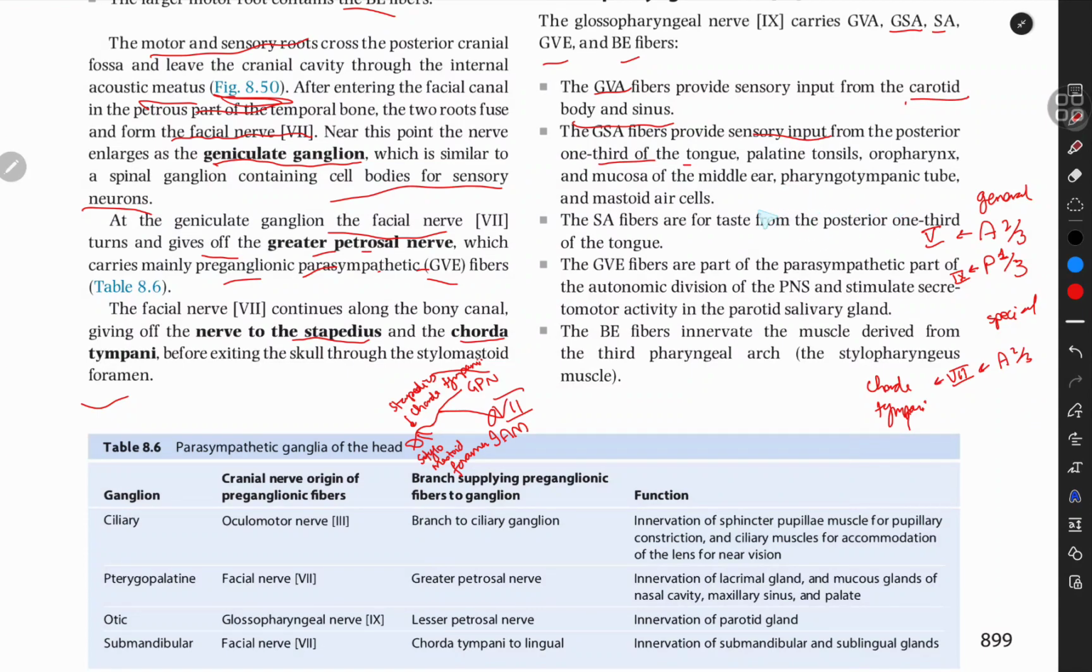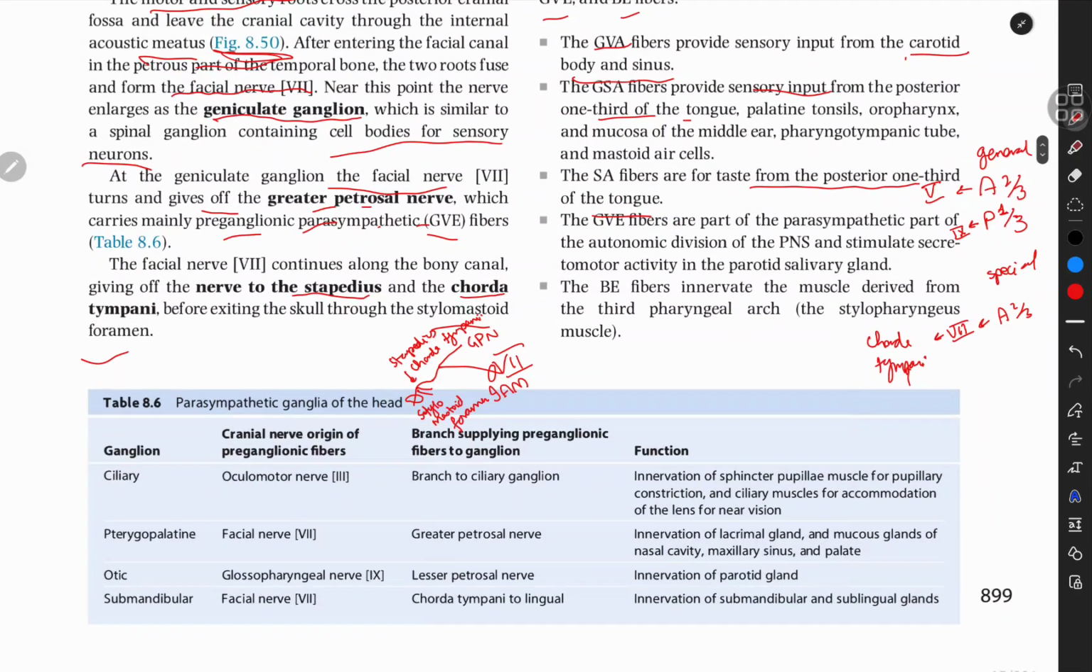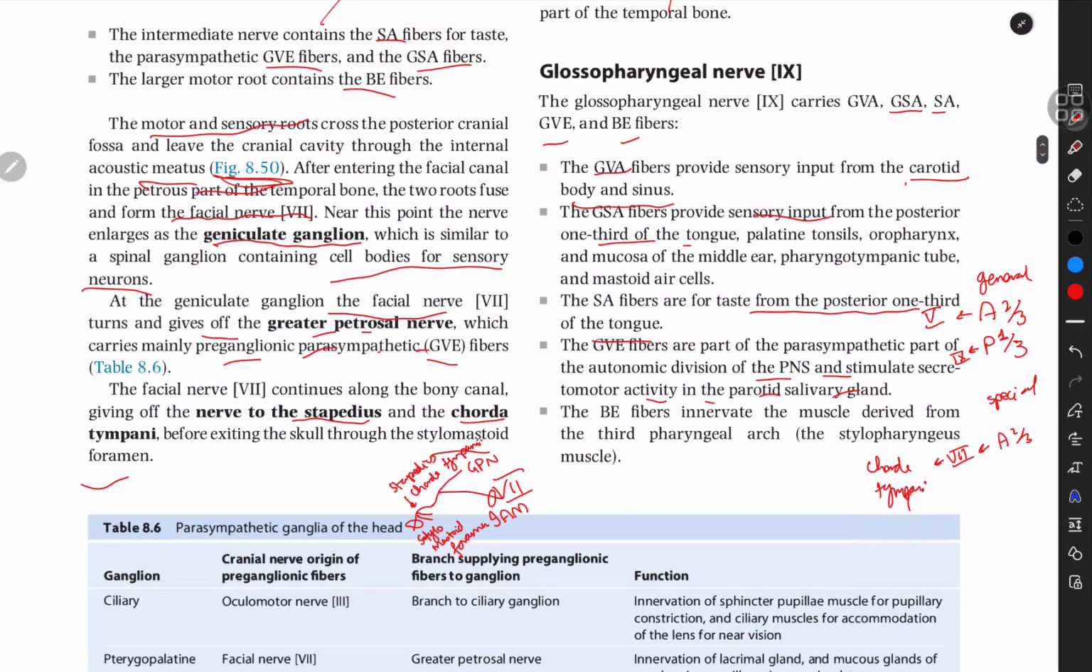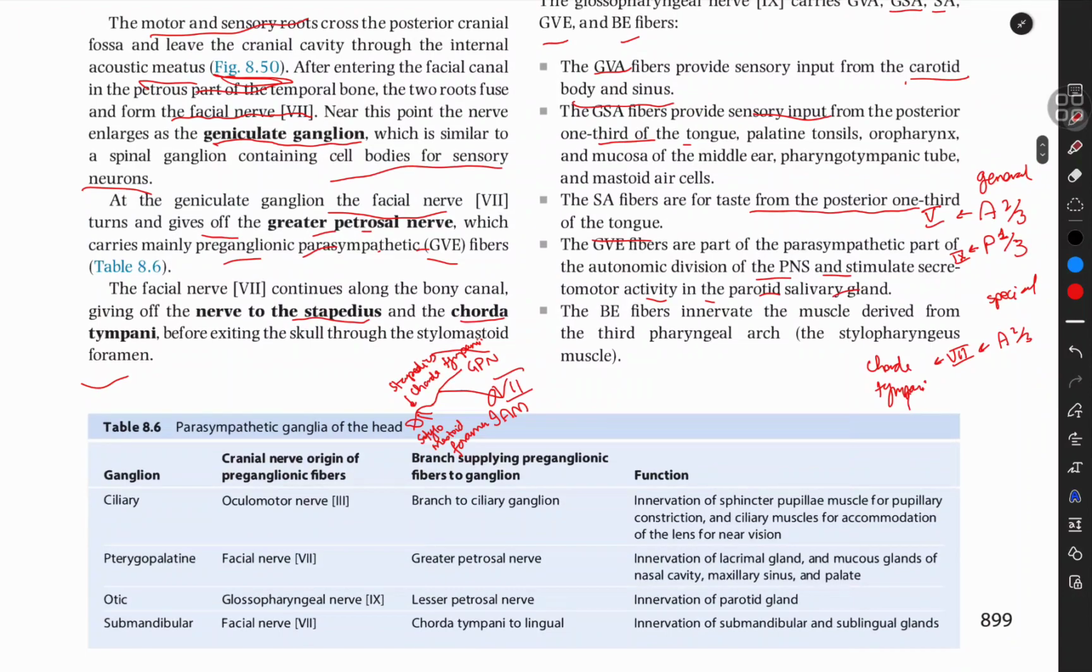Okay. Somatic afferent fibers were traced from the posterior one third of the tongue. General visceral efferent fibers are the parasympathetic part of the autonomic division and stimulate secretory activity from the parotid salivary gland. So the parotid gland is from the glossopharyngeal nerve.